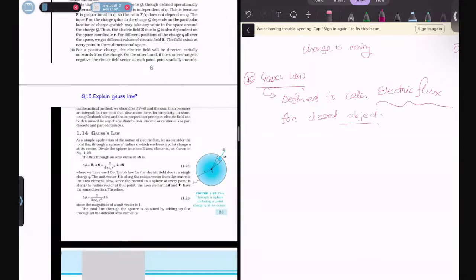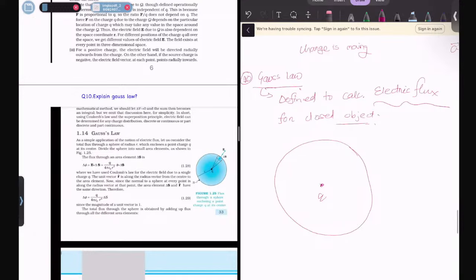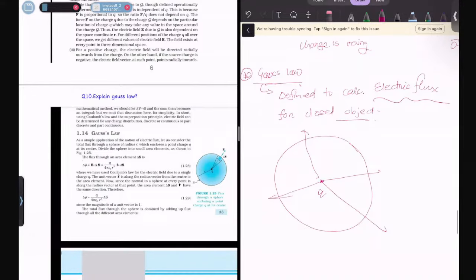For which object was it defined? If we take a sphere, and a charge q is placed in the center of the object, what will be the electric flux due to this charge through this surface area? Understood? That is what is defined. That is what Gauss law is.